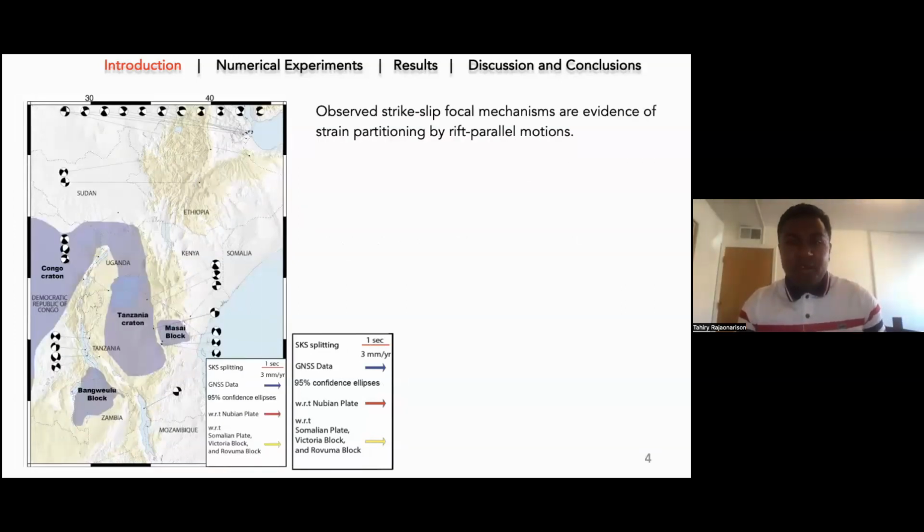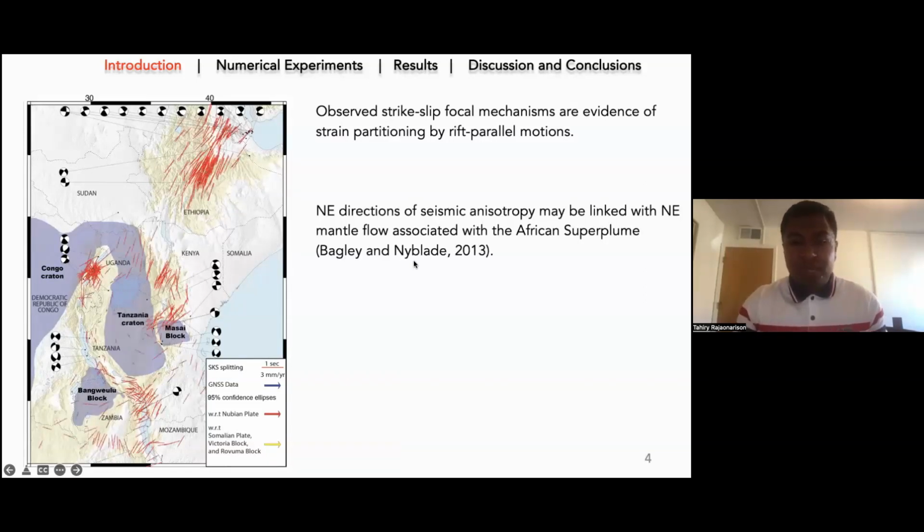The second anomalous geophysical observations are the strike slip focal mechanisms. So they are evidence of strain partitioning by rift parallel motion. And the last but not least is the seismic anisotropy. They are rift parallel, and in a normal rift setting, you would expect that the seismic anisotropy would be perpendicular to the rift.